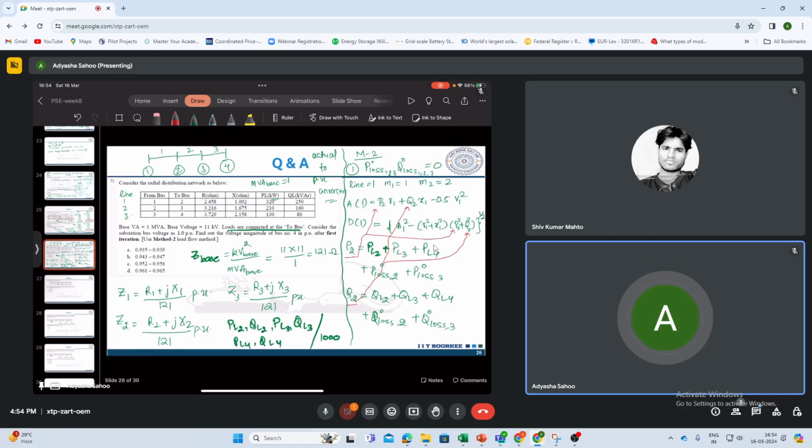R1, X1 you had already calculated here, right? This one. Then V1 for line 1, this is 1.0, right? So that one also you know. Then you can calculate A1 and D1. From that you can calculate V2 as square root of D1 minus A1. So if you do all this, you will get V2 as 0.9818 per unit. Now let's write for line 2.